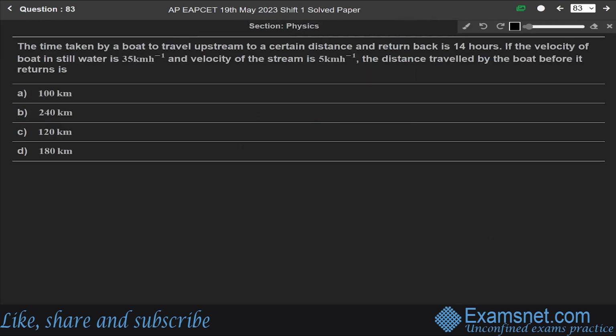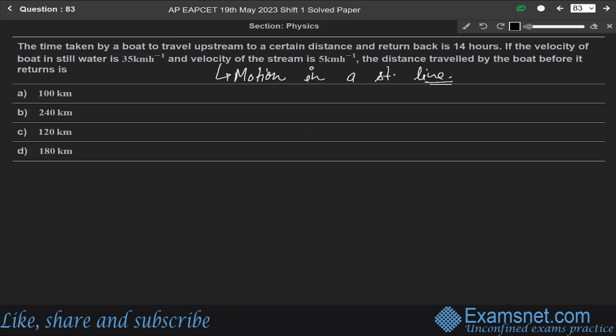Now question 83. The time taken by a boat to travel upstream a certain distance and return back is 14 hours. If the velocity of the boat in still water is 35 kilometer per hour and the velocity of the stream is 5 kilometer per hour, the distance traveled by the boat before it returns is? This question is again from the chapter of motion in a straight line.